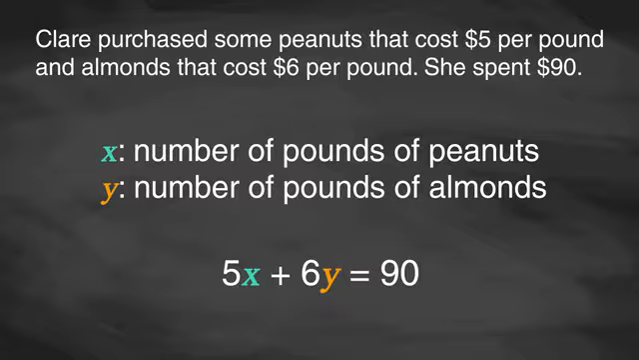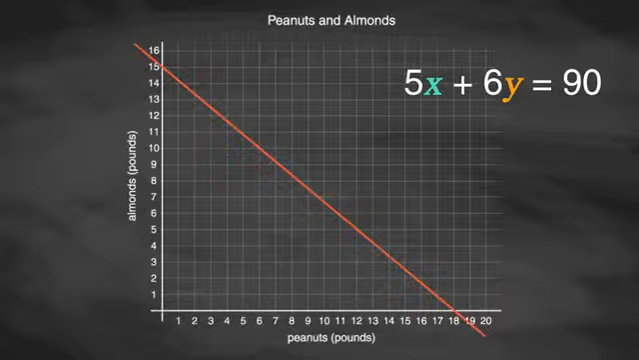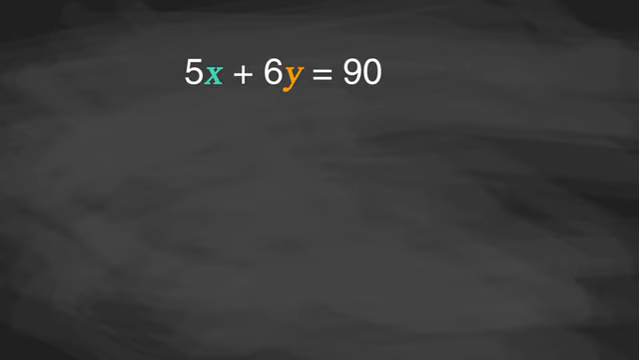We can also graph the situation. Each point on the line shows a pair of X and Y values that is a solution to the equation. Notice that the point (6, 10) is on the line. This means that if Claire buys 6 pounds of peanuts and 10 pounds of almonds, she spent $90. You can check to see that (6, 10) is a solution.